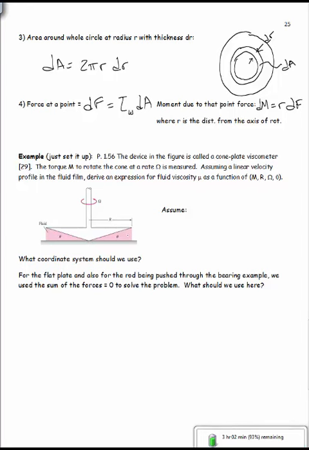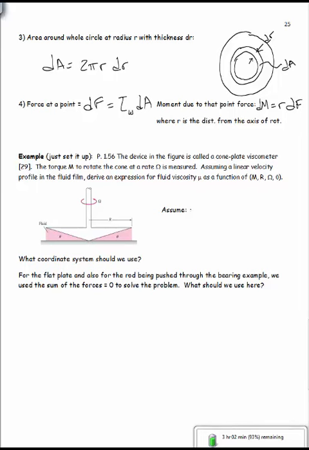And the purpose of this cone and plate viscometer is to figure out what the viscosity is. So you apply a torque, and you measure that torque, and you also measure the rotational speed, omega, that thing spins. And if it's a real thick fluid, for the same torque, it's going to spin slower than a thin fluid. So that's going to give us an idea of what the viscosity is.